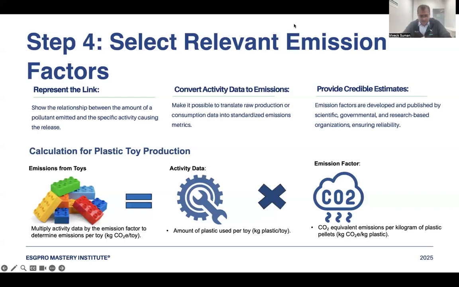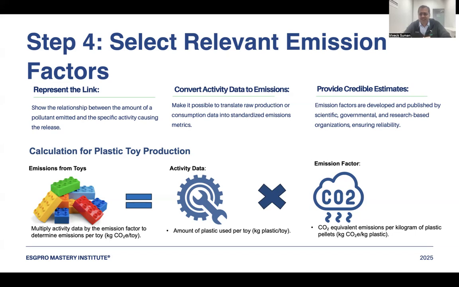Okay, so let's start with the last two steps, which I just want to revise for the purpose of clarity. Step 4 includes selecting the relevant emission factor and actually calculating the CO2 emission. So as you can see at the bottom, the calculation for a plastic toy production has been done.